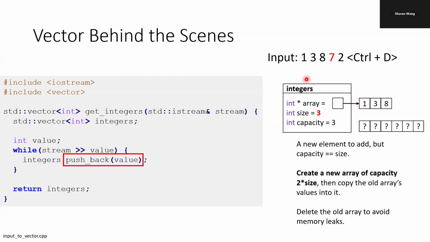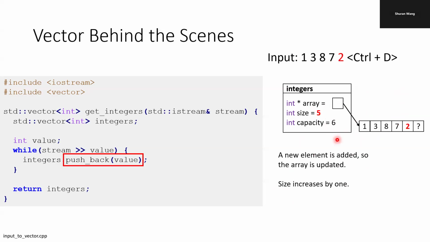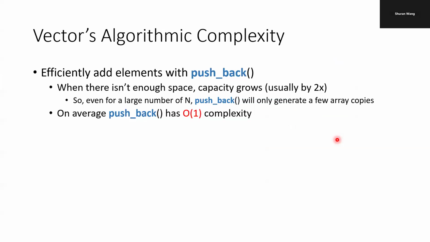the vector class will then create a new array of capacity 2 times size. So it's doubling the capacity of the original array. It copies over everything from the old array into the new array. It deletes the old array and points the array pointer to the new array to avoid memory leaks. And then the capacity is now increased to 6, and we can read in all the way until 6.